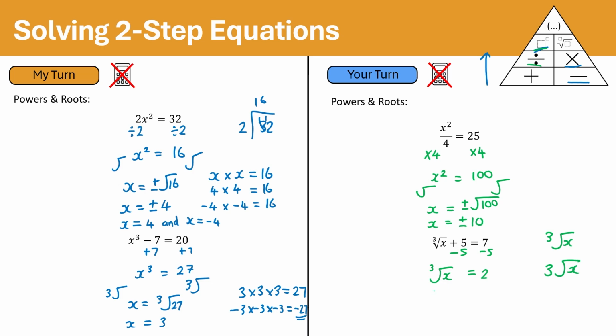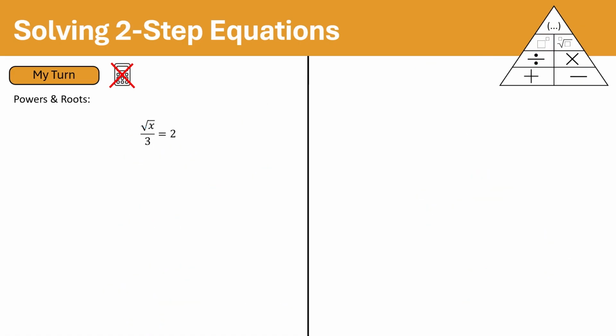I want to undo the cube root of x, so I will cube both sides of my equation. On the left, that'll leave me with x, and on the right, I'll be left with 2 cubed. And we know that 2 cubed is 2 multiplied by 2 multiplied by 2, which is 8. So that's your answer.